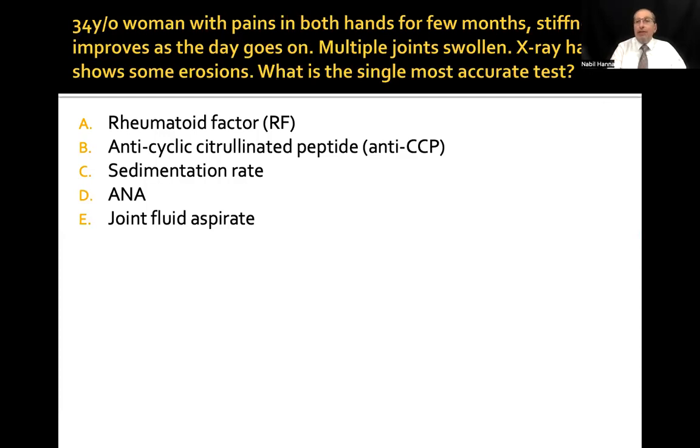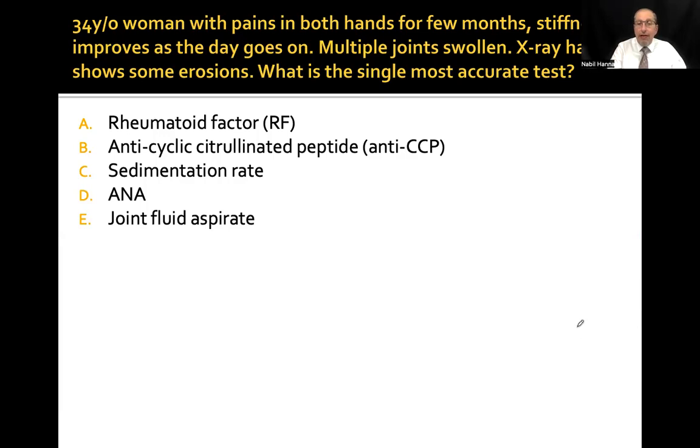If we look at this mini case study, a 34-year-old woman with pains in both hands for a few months and stiffness, prolonged morning stiffness. It improves as the day goes on. Multiple joints swollen. X-ray of the hands shows some erosions. What is the single most accurate test? It is not the rheumatoid factor, but it is the anti-cyclic citrullinated peptide, the anti-CCP.